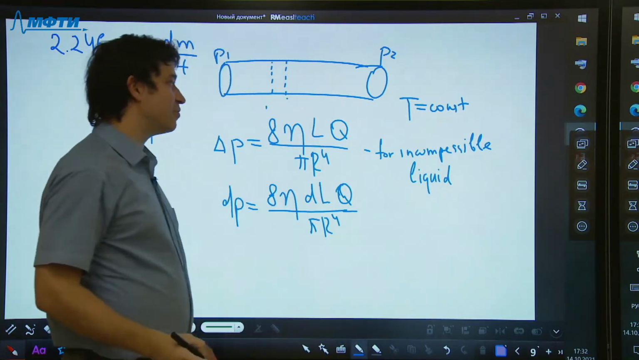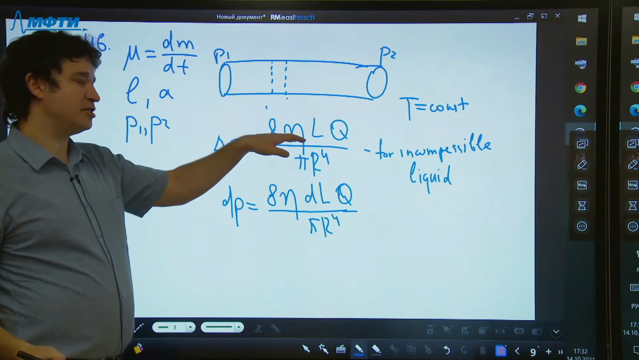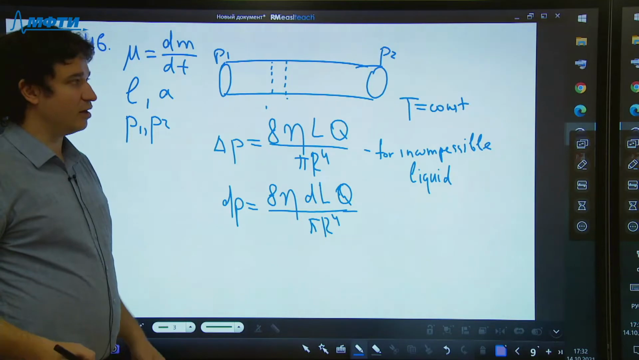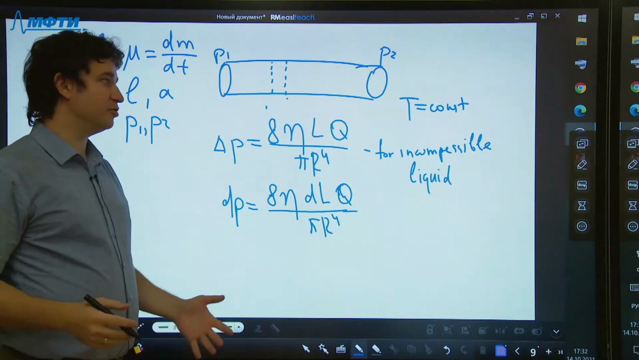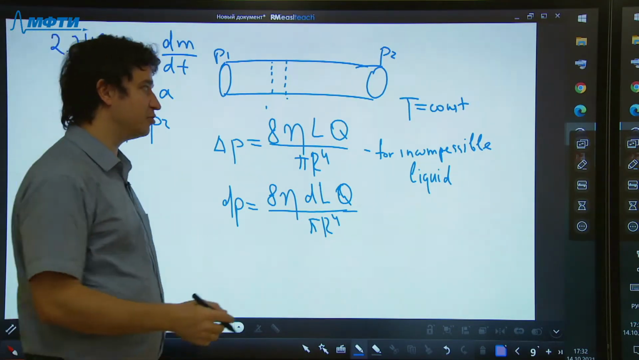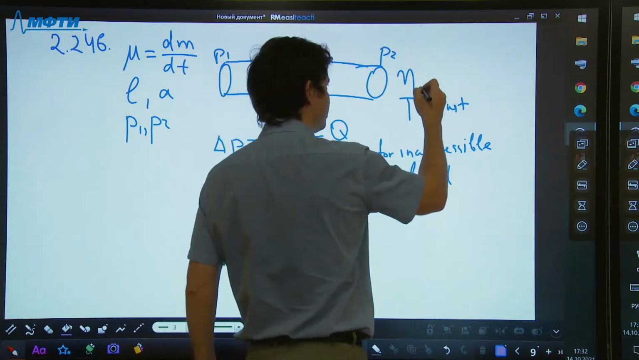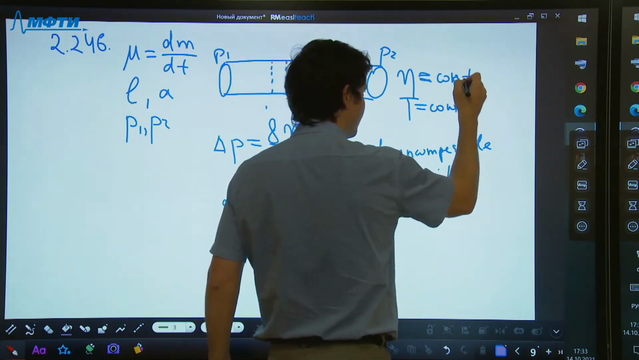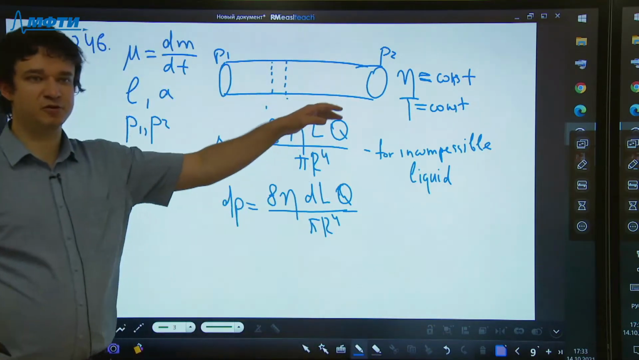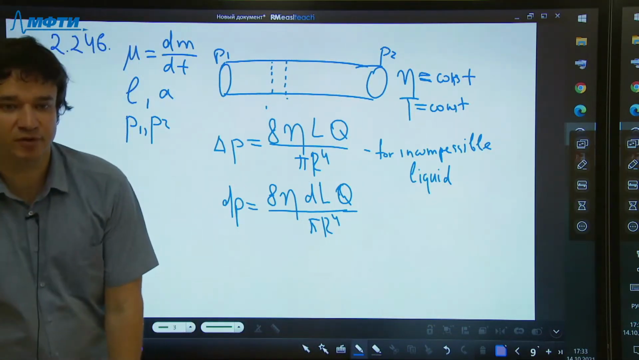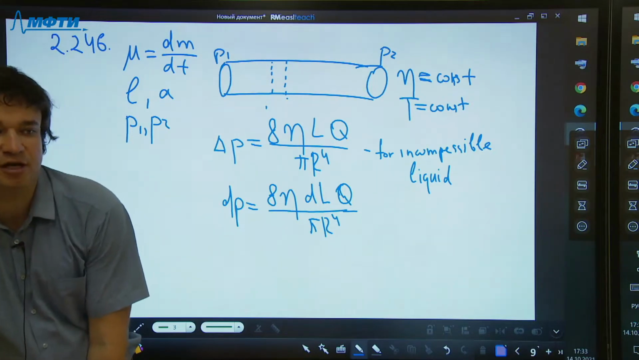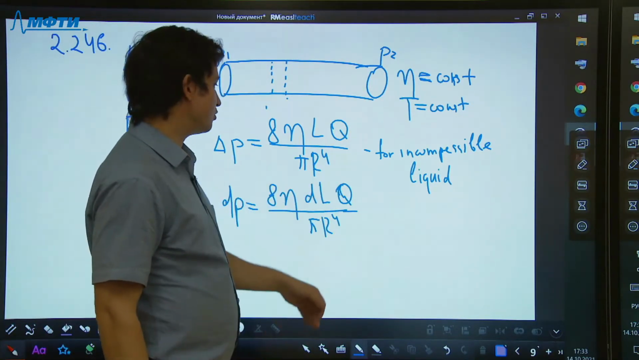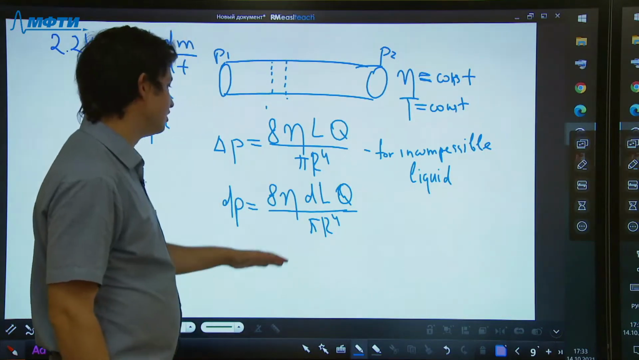Also I need to somehow understand how my viscosity changes as a function of pressure. You are not able to do this now, so let me do this for you. The viscosity will also approximately remain constant. That will be discussed further in our lectures about the molecular origins of the viscosity. So viscosity is constant, temperature is constant.